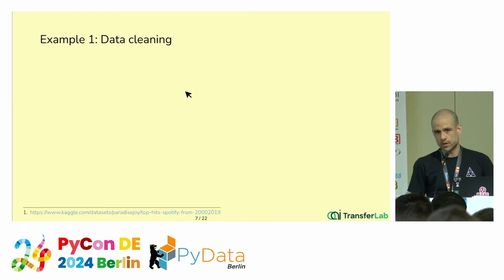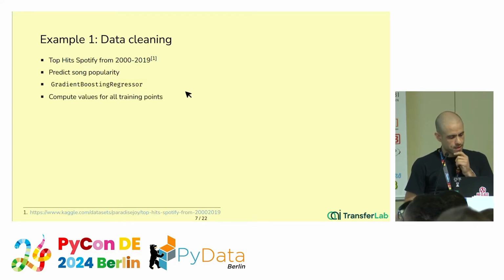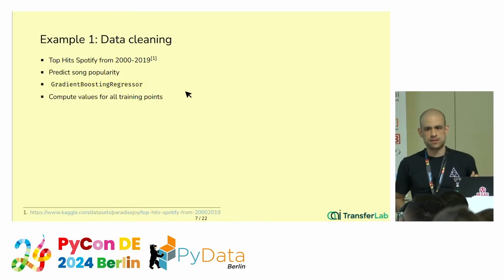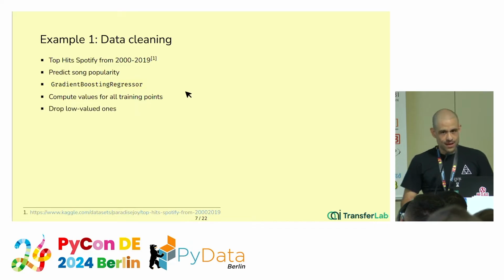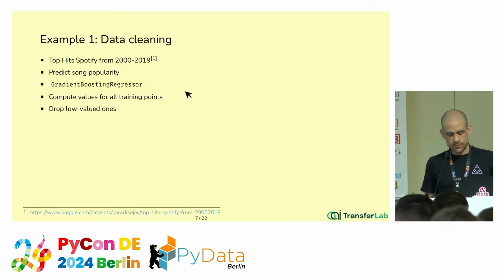We have this example out of our documentation where we take the top hit Spotify data set. We want to predict song popularity, okay? And we do this with a simple gradient boosting regressor. Now we do this thing of adding and removing points on all subsets with some magic in the background. I mean, it's not magic actually, but we do this for every training point. And now we sort them, right? We take the lowest value ones, the ones where we thought removing them was good. And for those, we drop them.